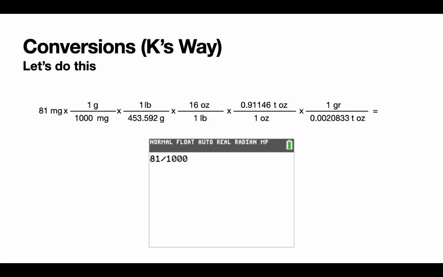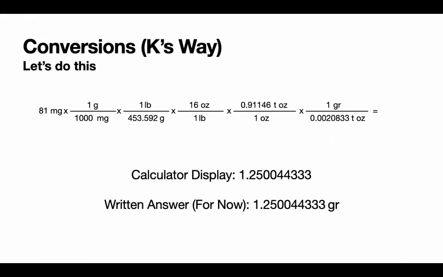Typing it into our calculator, we get 81 divided by 1,000 divided by 453.592 times 16 times 0.91146 divided by 0.0020833. Hit enter, and we get a 1.25. That's our calculator display, 1.250044333. Again, a ridiculously long number. In the future, we won't use all of them, but that's for another lesson. And then we would write our answer and make sure that we include the unit.